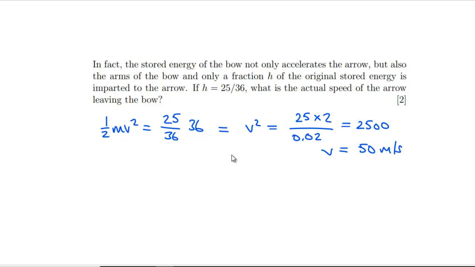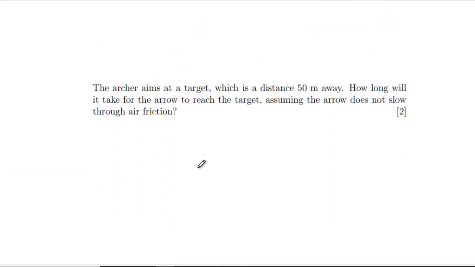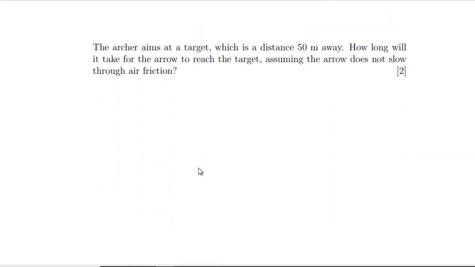I mean, the fact that it's coming out with these really sensible numbers makes me think that maybe this is what they had intended when they created the question. They just haven't created the question very well, much like a lot of the questions in the previous parts of the paper. Right, now the archer aims at a target 50 meters away.